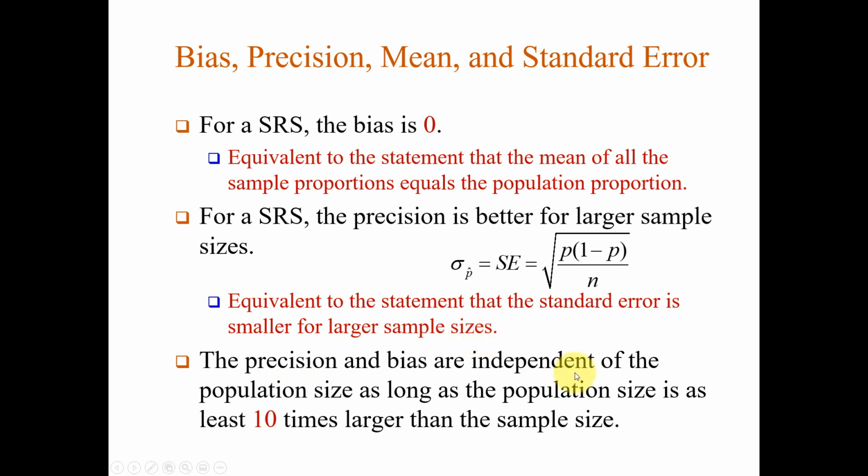the precision and bias are independent of the population size, as long as the population size is at least 10 times larger than the sample size. That's the optimal point for the standard error. You would be doing very bad statistics if you took a sample size larger than that, and you'd have to manipulate it mathematically; it's not a good measure of the standard error. It's a mess. But don't worry about that. Just remember the population should be at least 10 times larger than the sample size.